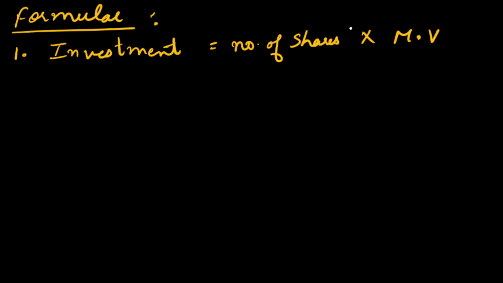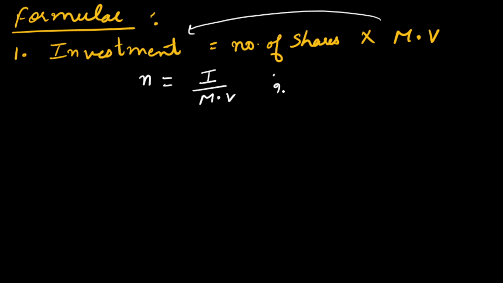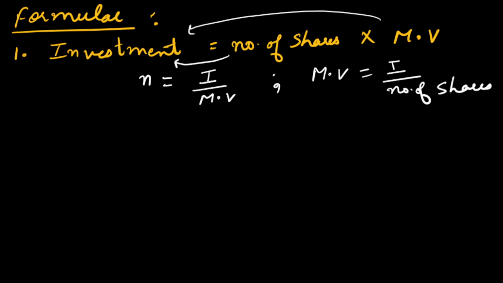If we have to find number of shares, then market value we can shift to the other side. From this formula itself, I'll get number of shares is equal to investment by market value, because market value here is getting divided. When we shift it to the other side, it will get multiplied. From this formula itself, if we have to find market value, then I'll shift number of shares to the other side. So it will become investment by number of shares. So one formula in three different ways we can use.